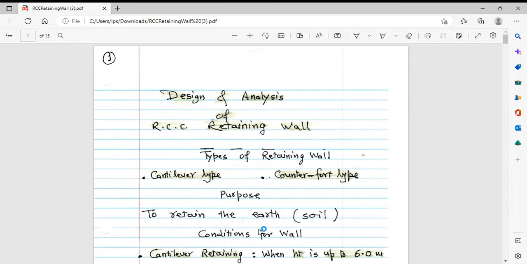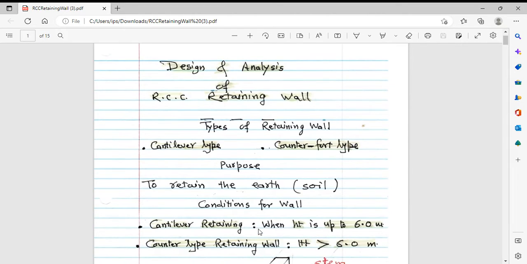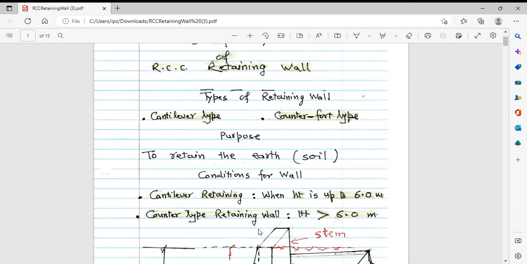Hi friends, in this chapter we are going to design an analysis for an RCC retaining wall. There are two types of retaining wall, cantilever type of retaining wall and counterfort type of retaining wall. What is the purpose of retaining wall? To retain the earth, soil or water and what it may be. But here in this case we are only considering the soil for retaining from the retaining wall.